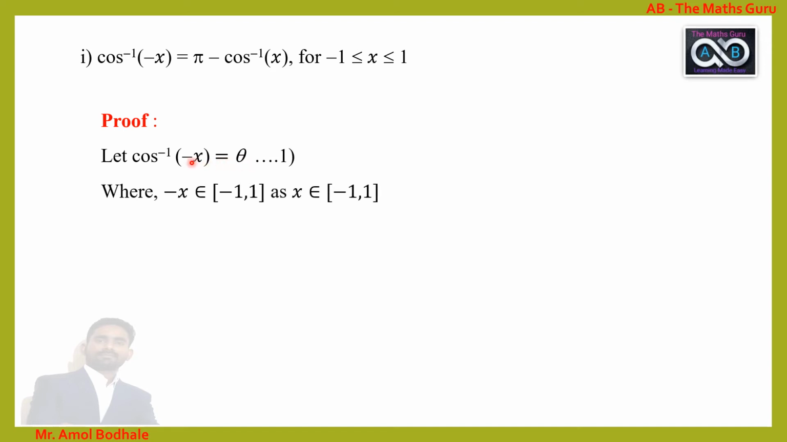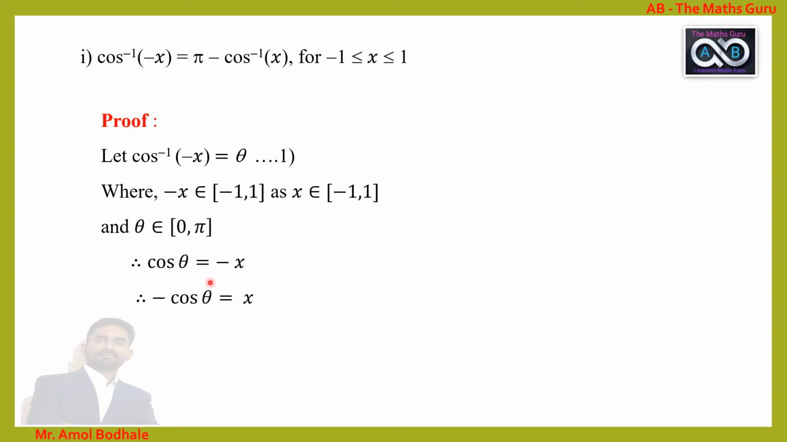Minus x must belong to the domain of cos inverse, which is the closed interval minus 1 comma 1. As given, x belongs to the closed interval minus 1 comma 1, so obviously minus x also belongs to minus 1 comma 1, and theta belongs to 0 comma pi. So from cos inverse of minus x equal to theta, we can write cos of theta is equal to minus x.